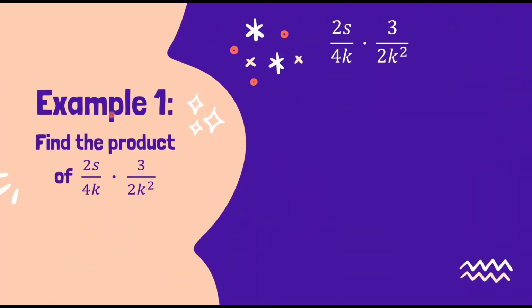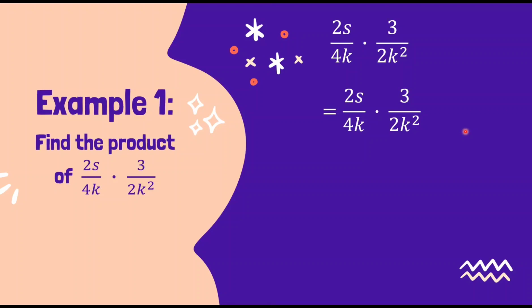Okay, so let's have example number 1. Find the product of 2s over 4k times 3 over 2k squared. So let us copy 2s over 4k times 3 over 2k squared. The first step is to identify if there is a common factor between our numerator and our denominator. Do we have any common factor between them? Okay, we have a common factor.